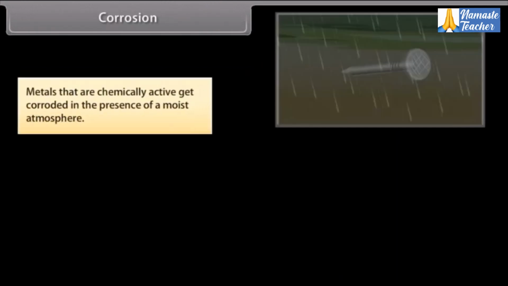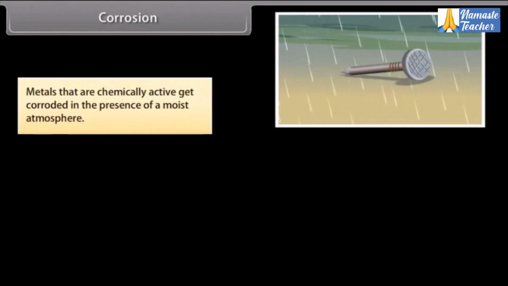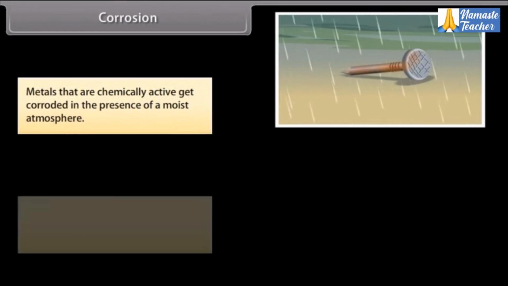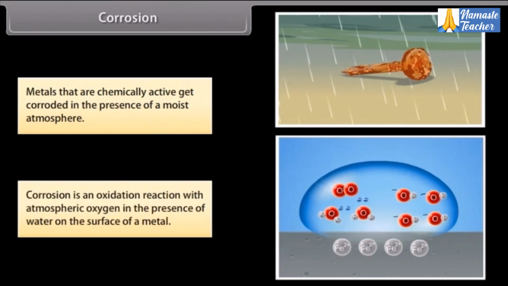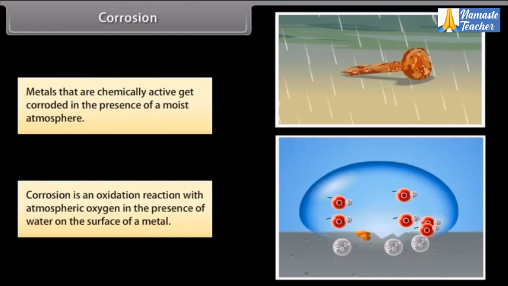Corrosion. Metals that are chemically active get corroded in the presence of a moist atmosphere. Corrosion is an oxidation reaction with atmospheric oxygen in the presence of water on the surface of a metal. For example, iron and aluminium corrode. However, non-reactive metals like gold, platinum, mercury do not corrode.